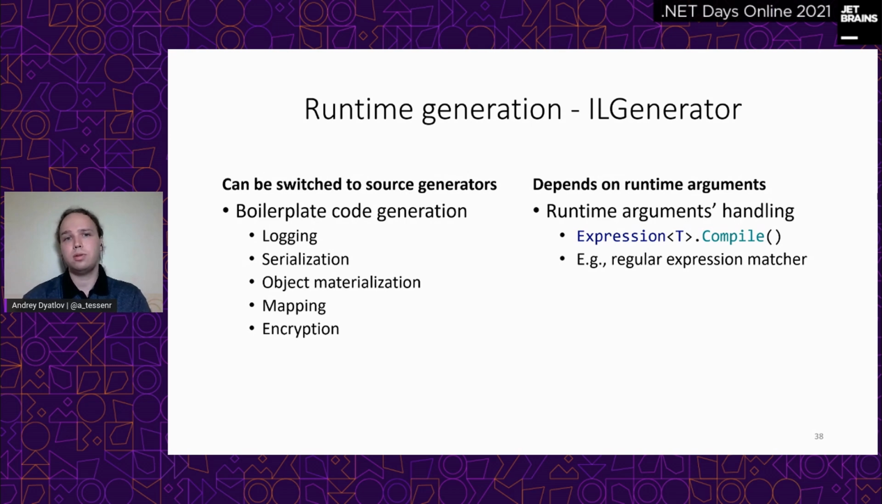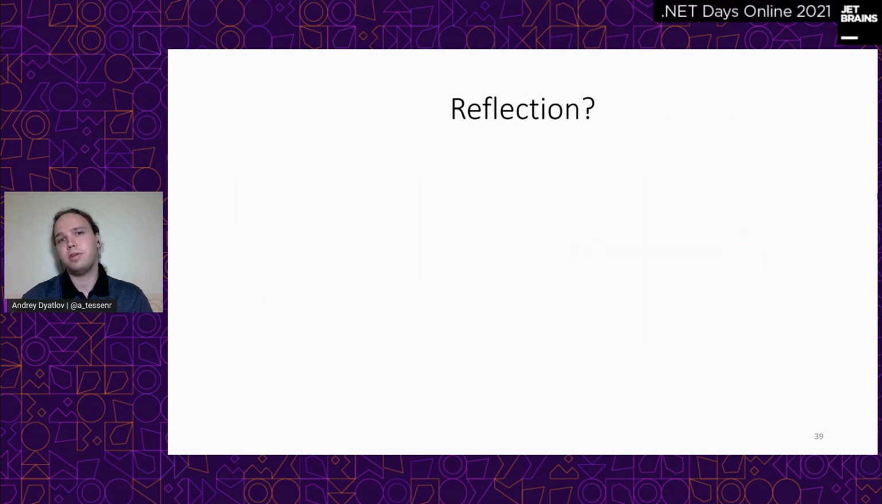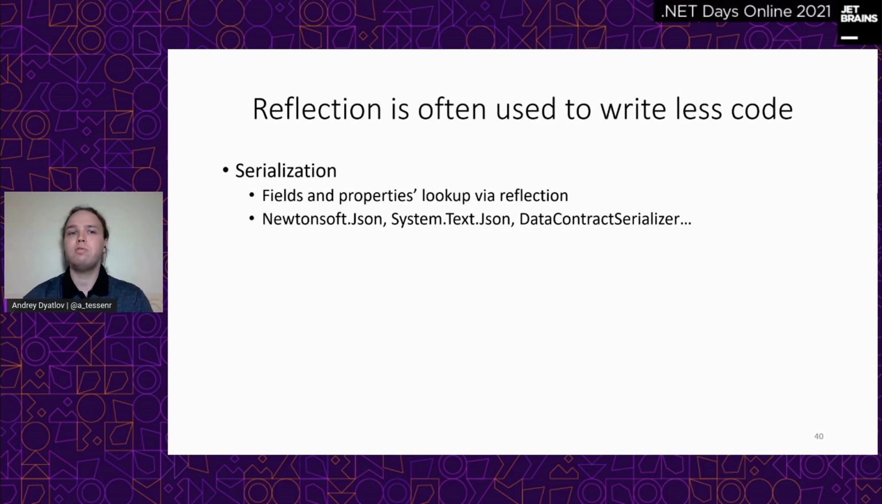And one other tool I want to mention is reflection. It might be a bit surprising because reflection doesn't generate any code, does it? But actually, we often use reflection to write less code. For example, for serialization. Whatever framework you are going to use, Newtonsoft JSON, System.Text.Json, DataContractSerializer, XmlSerializer, in order to serialize an object, you need to know what fields and properties it has. And this is often checked with reflection.